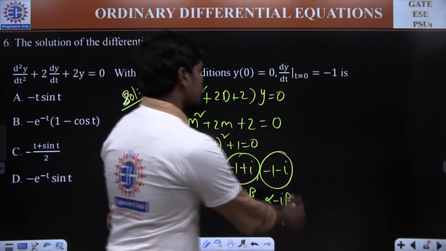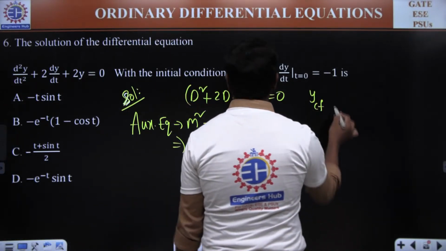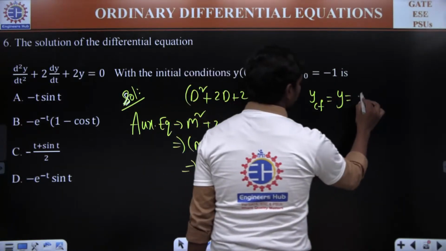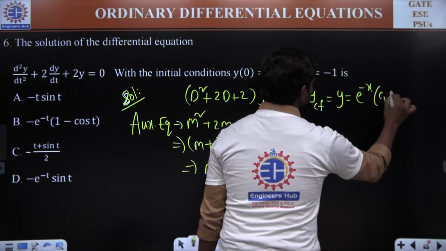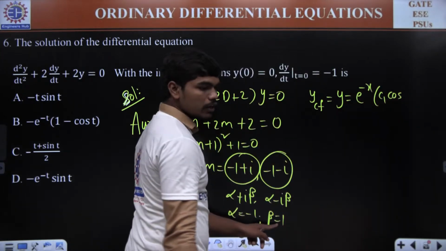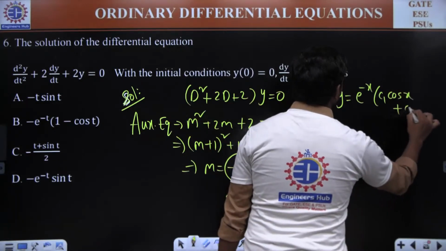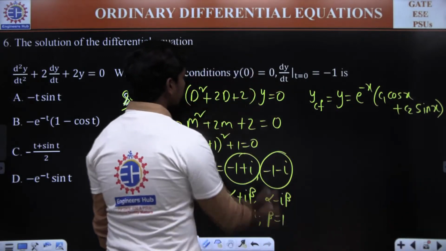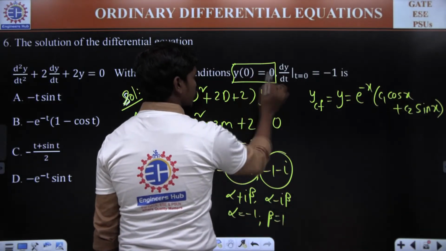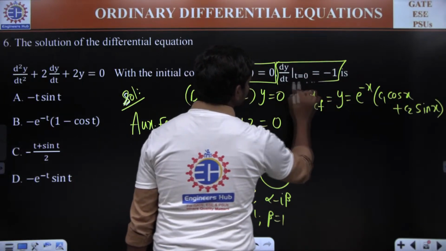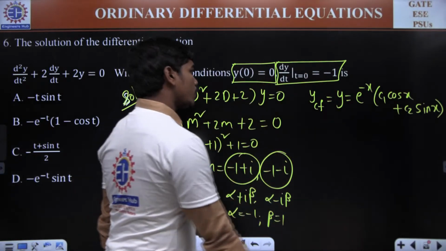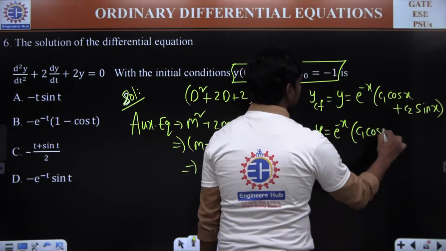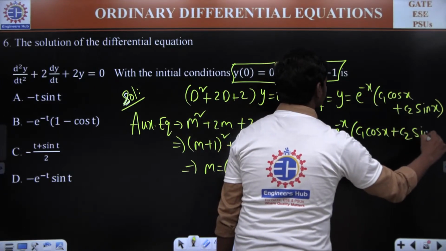So now the complementary function for this, since this is homogeneous, is the complete solution, which we can write as e power alpha x, so e power minus 1 into x into c1 cos beta x, beta value is 1, so c1 cos x plus c2 sin x. This is what we have. To evaluate these two constants, you should have two conditions, which are given here. y of 0 is equal to 0 is one condition, and dy by dt at t equal to 0 is minus 1. So if you want, you can solve this. y is equal to e power minus x into c1 cos x plus c2 sin x.